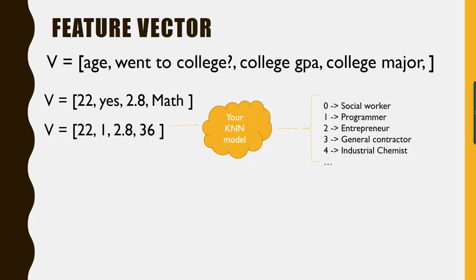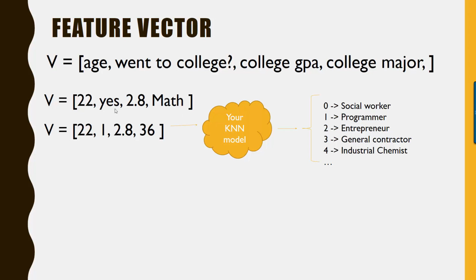Maybe the person's age, maybe a Boolean value for whether or not they went to college. If they did, maybe their college GPA, maybe their college major, maybe some other stuff. So something to notice is not all of this data is numeric. Age is, college GPA is, but went to college is Boolean, it's yes or no. And college major is a categorical kind of data. You have a lot of different college majors that all have names. So for example, let's imagine a 22-year-old who did go to college, but their GPA was 2.8 and they majored in math.